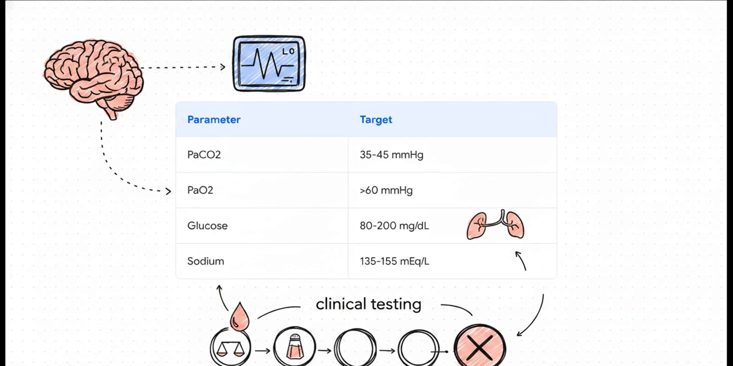Before you even think about proceeding, that PaCO2 needs to be sitting between 35 and 45. PaO2 has to be greater than 60, blood glucose firmly in that 80 to 200 range, and serum sodium tightly controlled between 135 and 155. If you haven't corrected these, you cannot proceed to clinical testing, period.